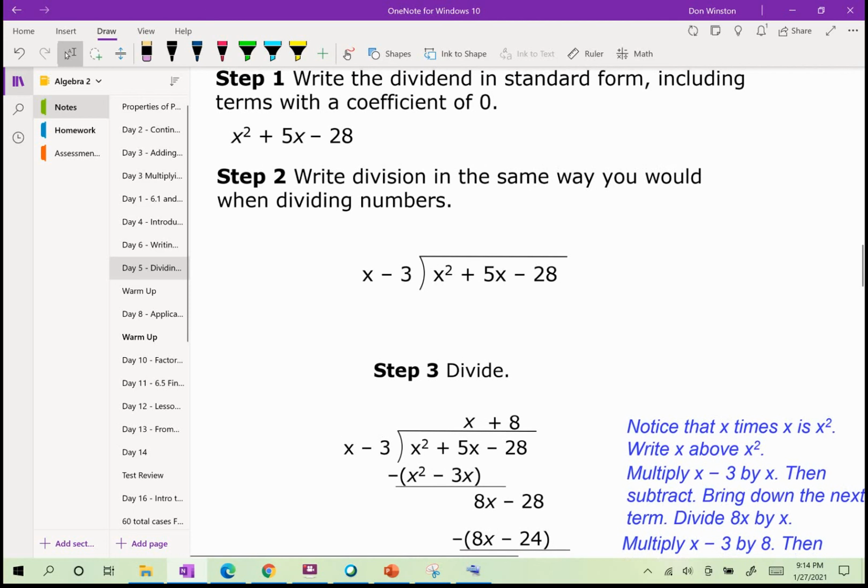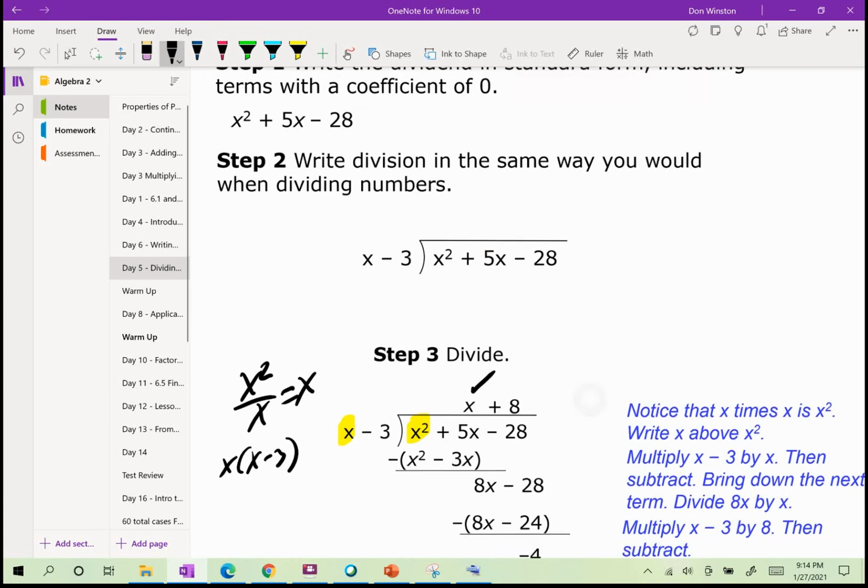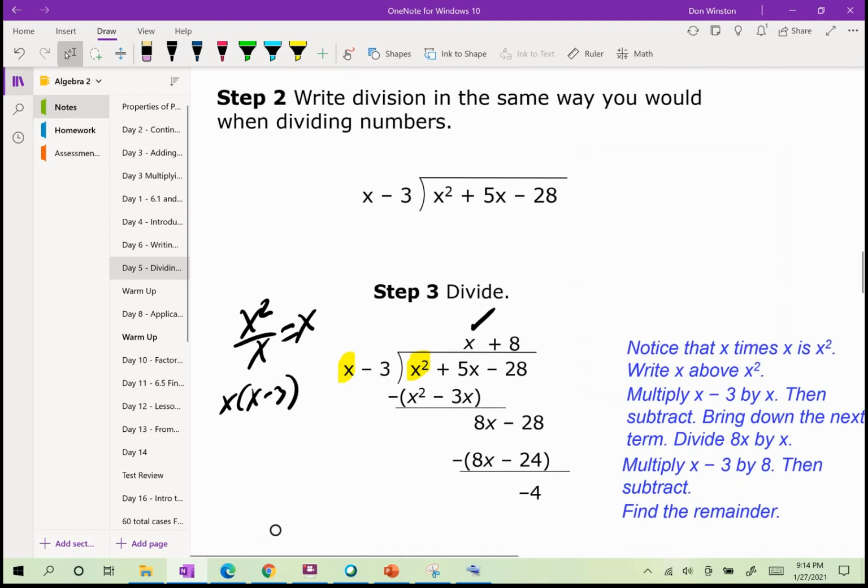Okay, so again, here we go. We take the leading terms, x squared divided by x, and that gives me x. I'll put that there. And then we take x times x minus 3. That gives me x squared minus 3x. Then we subtract. So 5x minus negative 3x is 8x, and we bring down the negative 28.